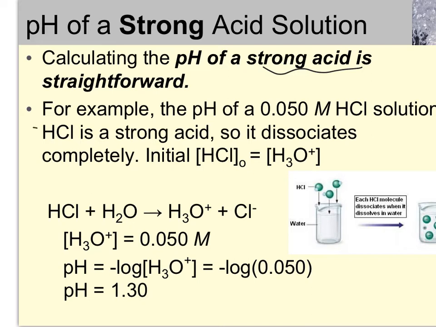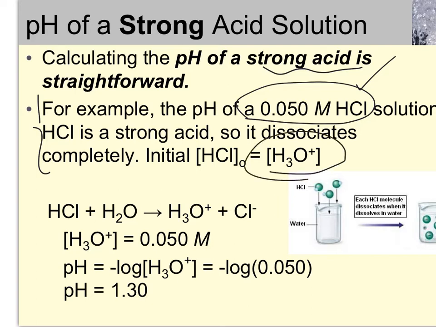For example, here's a typical problem. What is the pH of a 0.050 molar HCl solution? Now, assuming that you're aware that HCl is a strong acid, you can also make the assumption that the concentration of hydronium ion is the same as the original concentration of the acid, in other words, 0.050 molar.